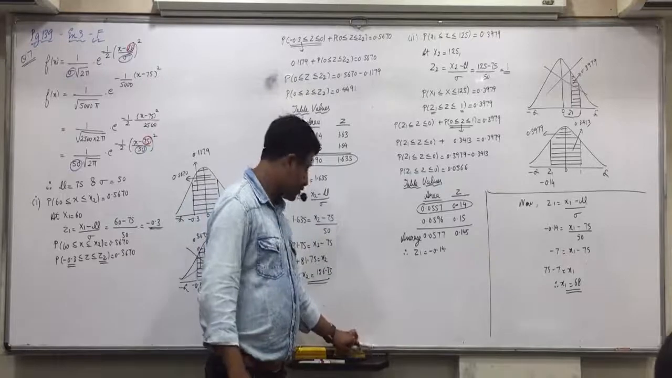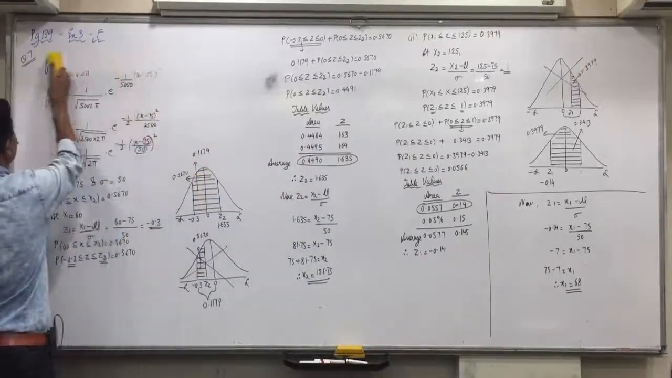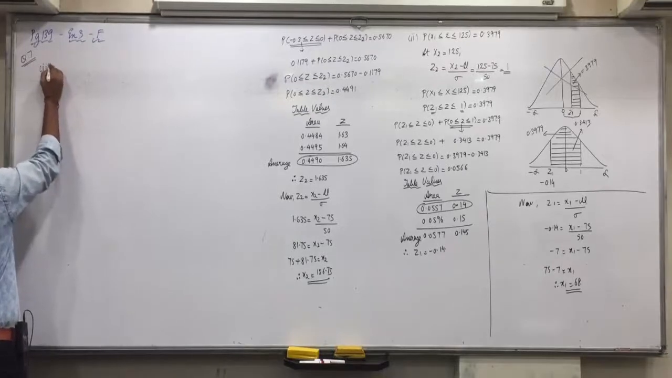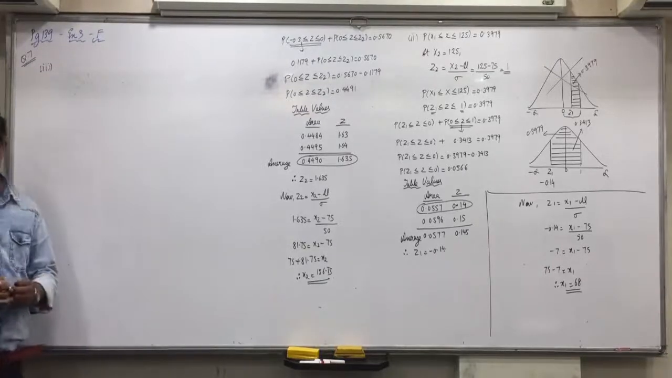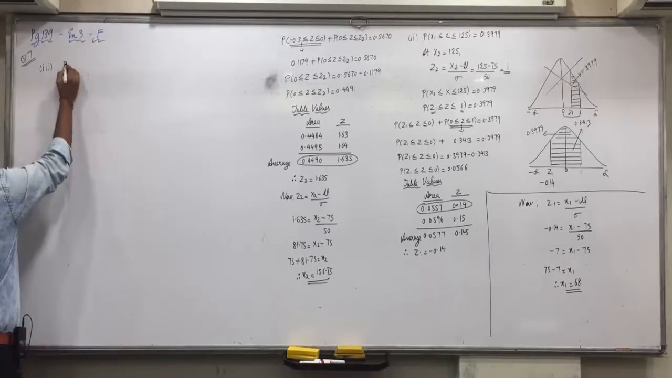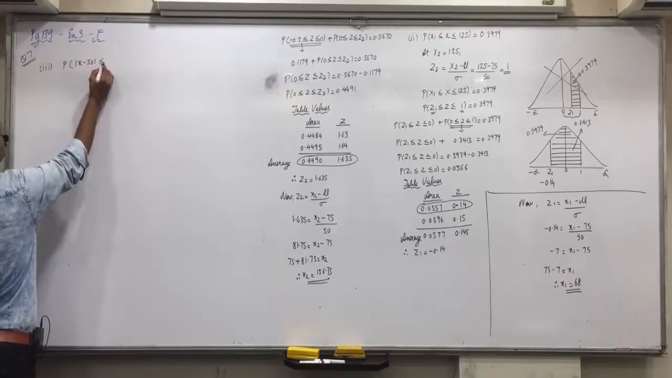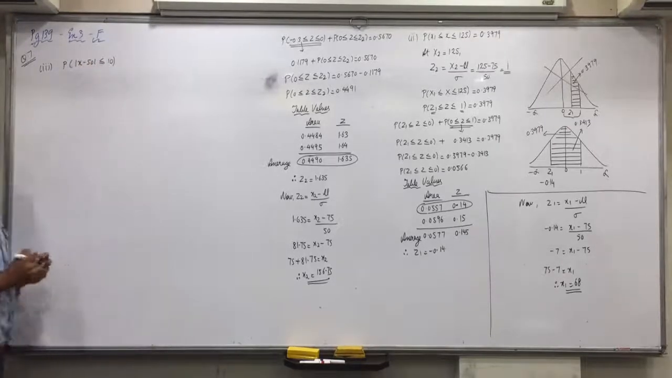Understood this? Now the third sub question. No one should be talking in between. Third one, a different one. We will find P of modulus x minus 50 less than or equal to 10.